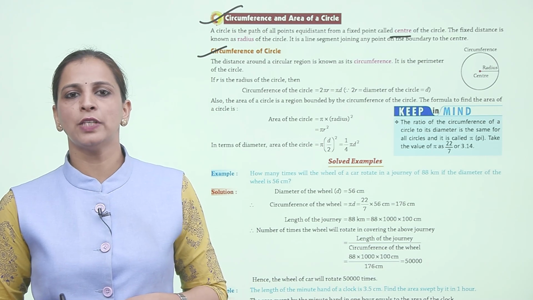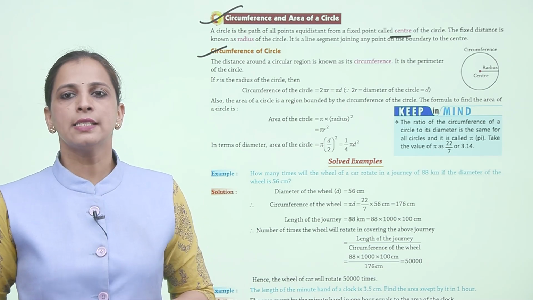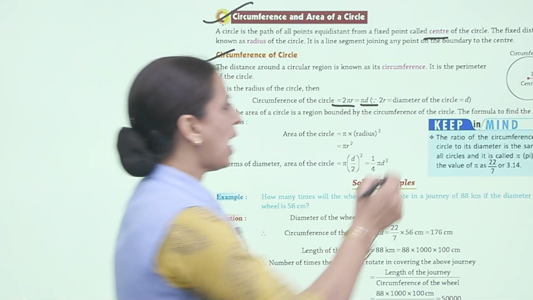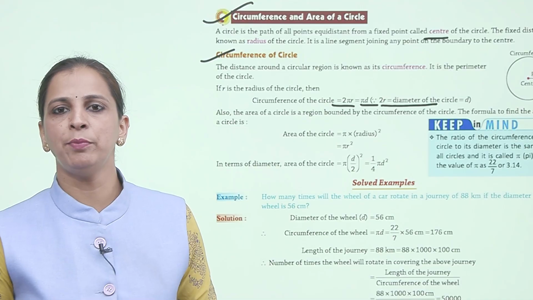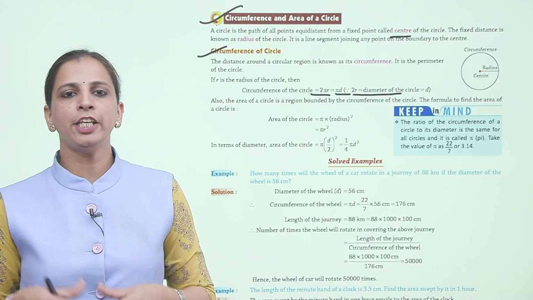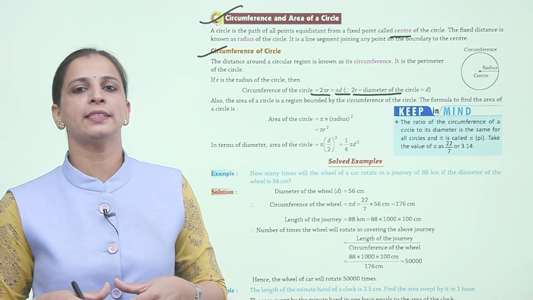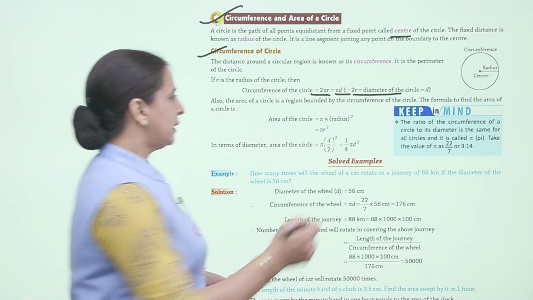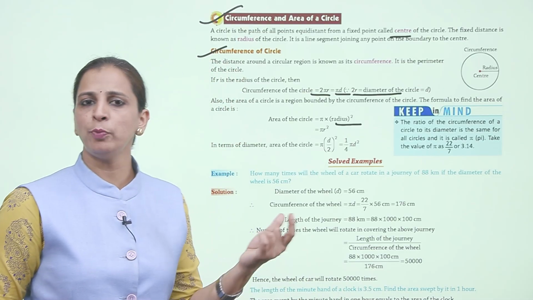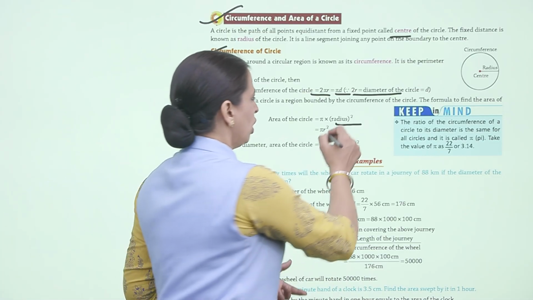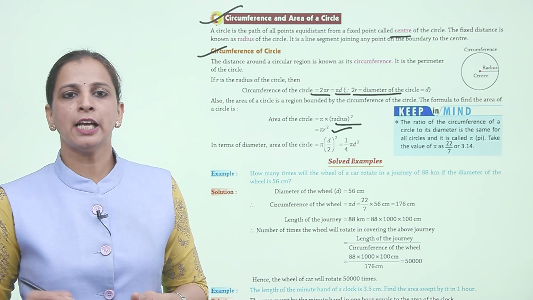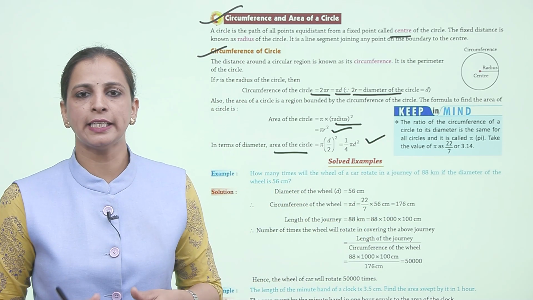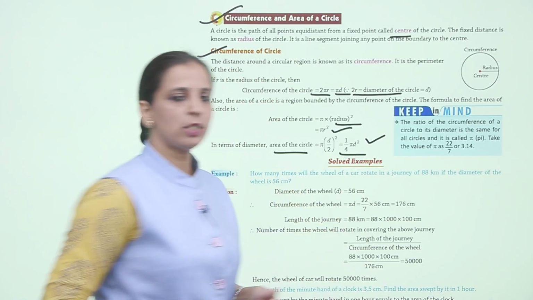If r is the radius of the circle, then circumference of the circle is 2 pi r, that is pi d, because 2r is equal to 2 times r is equal to diameter of the circle, that is d. Also the area of a circle is the region bounded by the circumference of the circle. The formula to find the area of a circle is pi r square. Pi की वैल्यू हम 22/7 लेते हैं, right? That is pi r square. In terms of diameter, area of the circle is pi into d/2 square, that is 1/4 pi d square. Keep in mind.